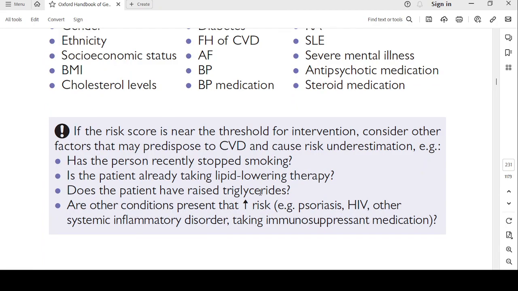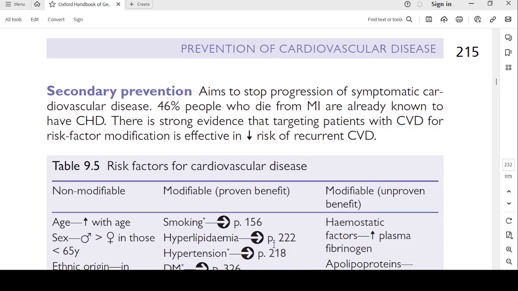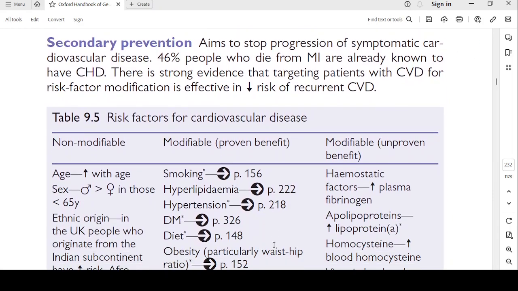Does the patient have raised triglycerides? Are other conditions present that increase risk, conditions like psoriasis, HIV, other systemic inflammatory disorders, taking immunosuppressant medication? So these are all things you have to keep in mind before starting or not starting a statin.